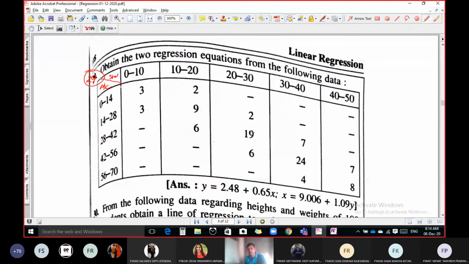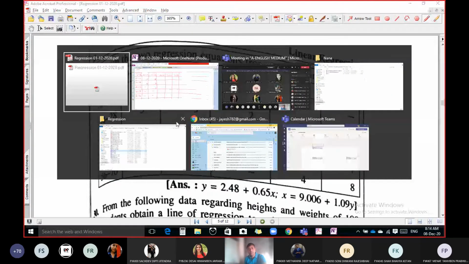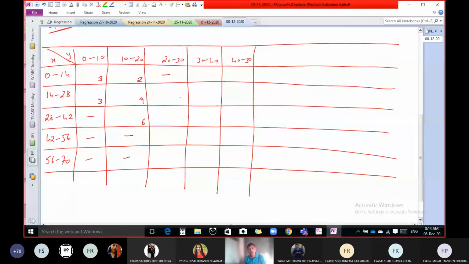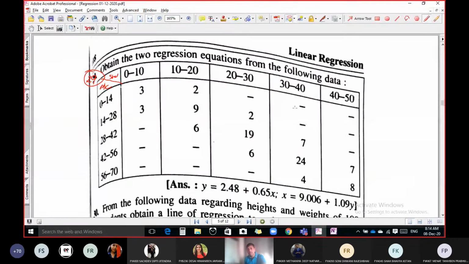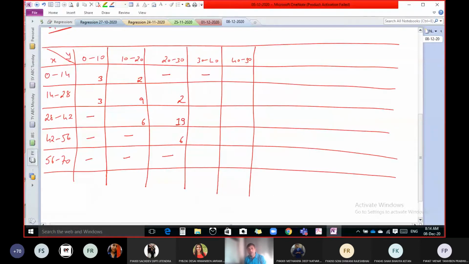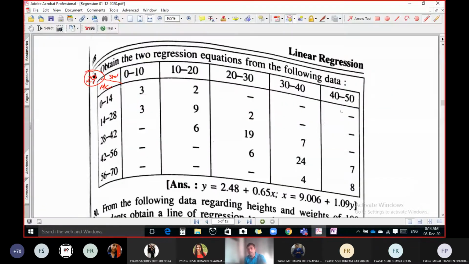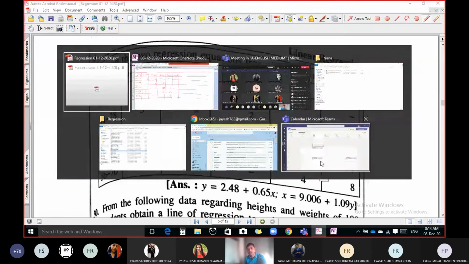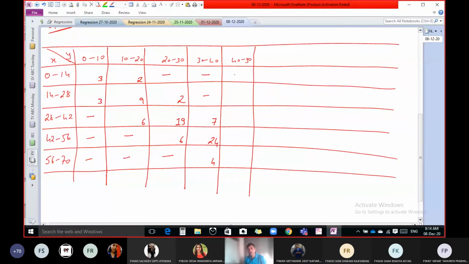Now dash, 2, 19 and 6. Then 7, 24 and 4. First two nothing, 7, 24 and 4. And the last two are 7 and 8. So this is the original data.